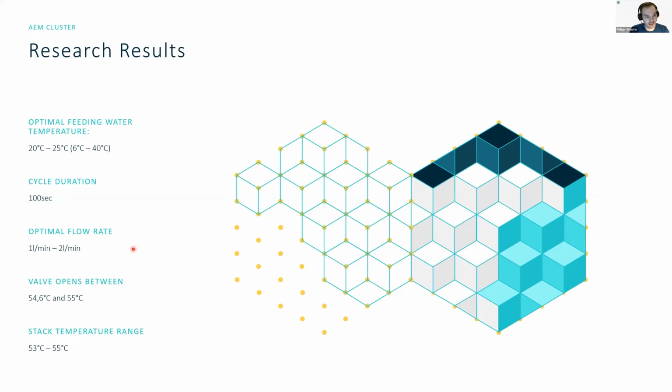We have a perfect cycle duration of about 100 seconds. The cycle duration is the time from the moment when the valve opens the first time, then it closes, until it opens again. So the full cycle is about 100 seconds. We have an optimal flow rate of 1 liter to 2 liters per minute. The valve opens between 54.6 degrees and 55 degrees because we want to reach a perfect stack temperature of 53 to 55 degrees.